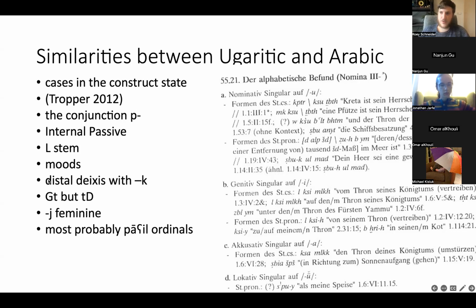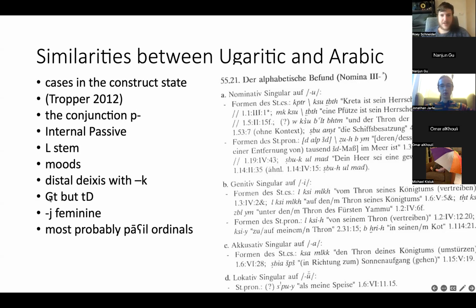Just like Arabic, Ugaritic has distal deixis with ka. So something like in Arabic, huna here, hunaka there, this, ذلك, that, or something like that. Ugaritic has just this, hanadi, hanadika, something like that.